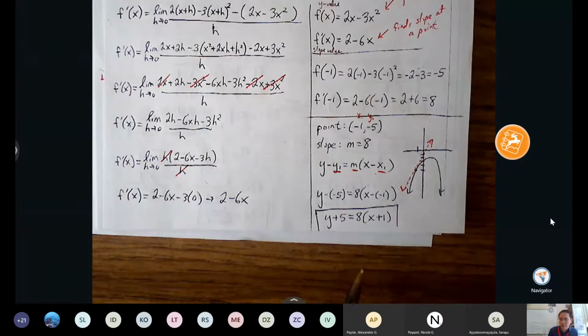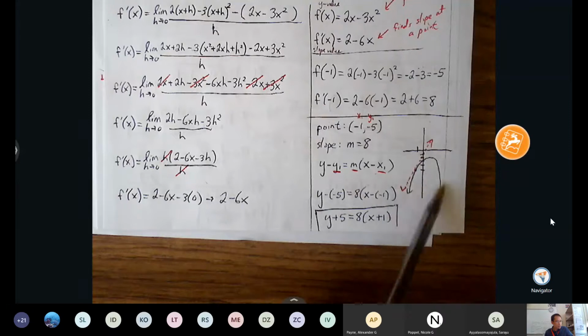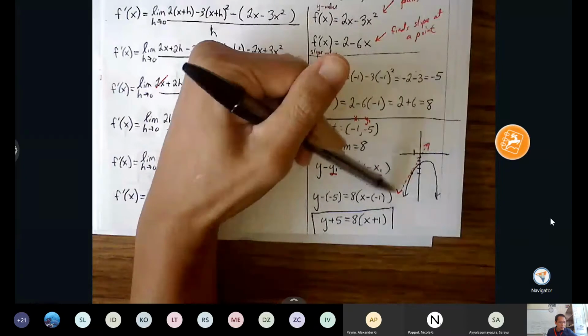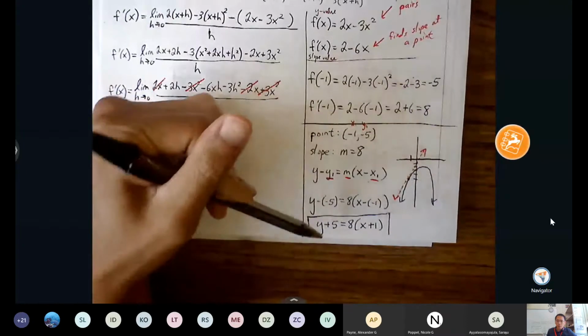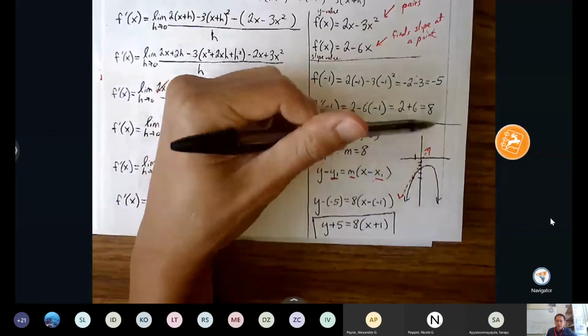I'm not going to ask you to graph, but I want to make sure that I can connect any abstractness with something visual, something more concrete. So this is what the graph looks like. This is the parabola, 2x minus 3x squared. There's my ordered pair, -1, -5. The steepness, the tangent line, is +8. So when I extend that line into a dotted line, this is what we found. We have the ordered pair, we have the slope, we put it into point slope form, and now this equation describes this line that I drew here.